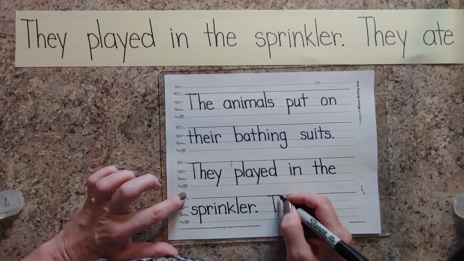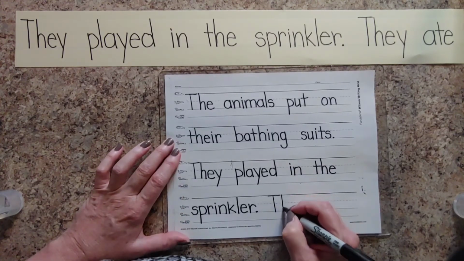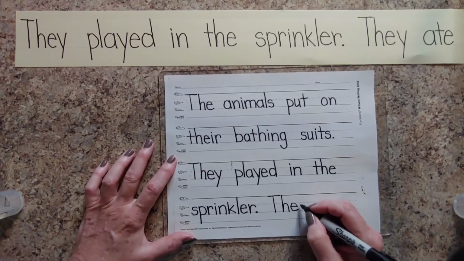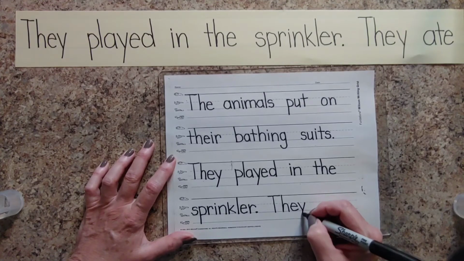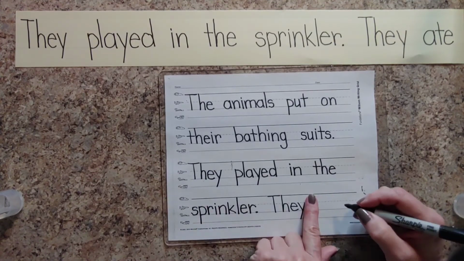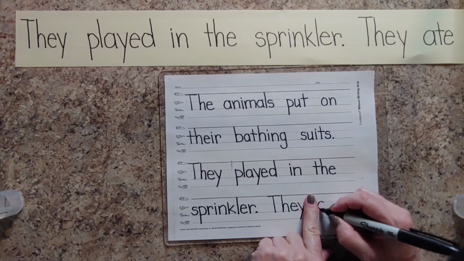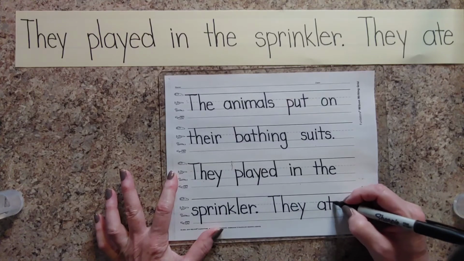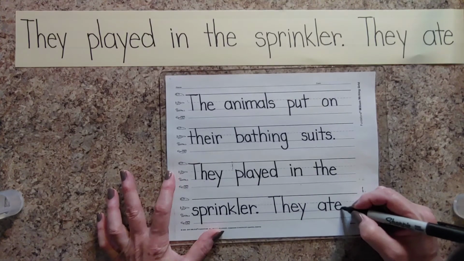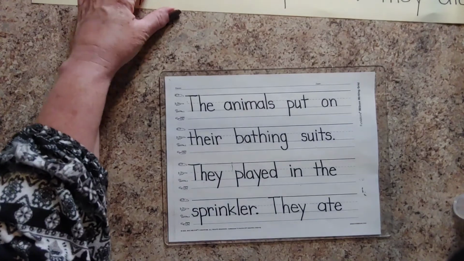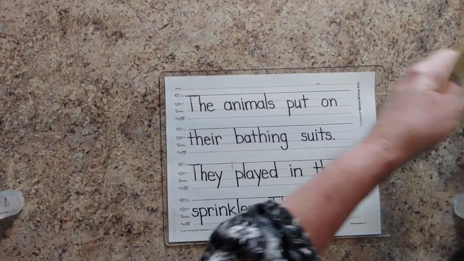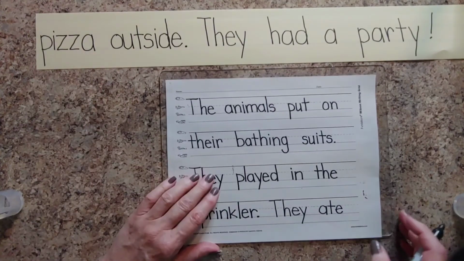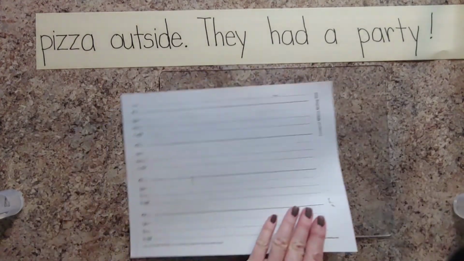Capital T, skyline to the grass line. H, skyline to grass line. E, plain line to grass line. And Y, plain line to worm line. Space, we're going to write the word ate. A is plain line to grass line. T, cross on the plain line. E, plain line to grass line. I'm going to move my next set of words. Our word is pizza. Paper.